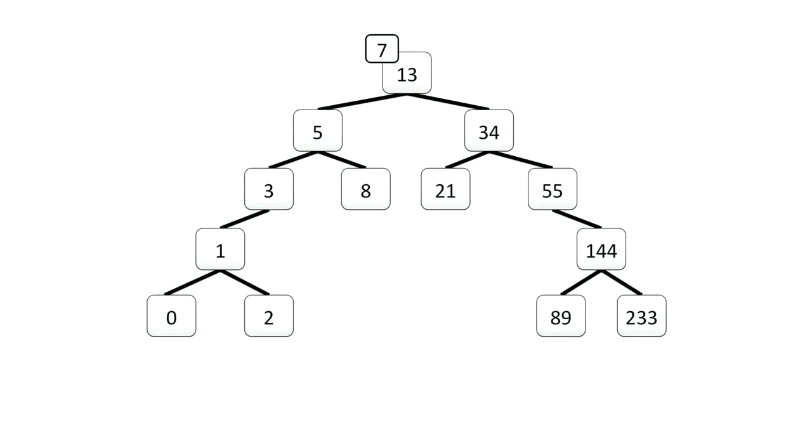Let's say we want to insert the value 7. Since 7 is less than 13, we go to the left. But it's greater than 5, so we traverse to the right. Since it's less than 8, and 8 is a leaf node, we add 7 to the left child of 8. Voila! We've added a number to our binary search tree.